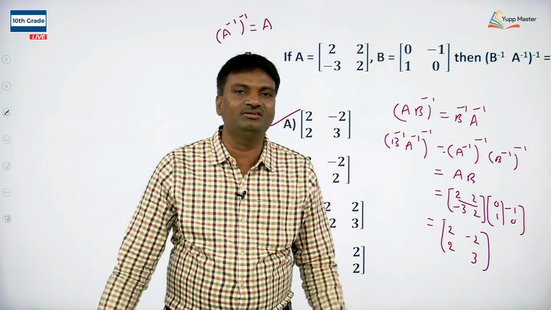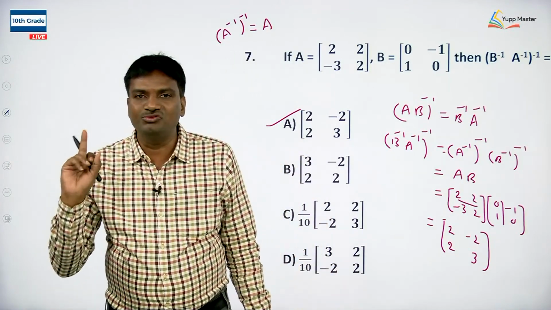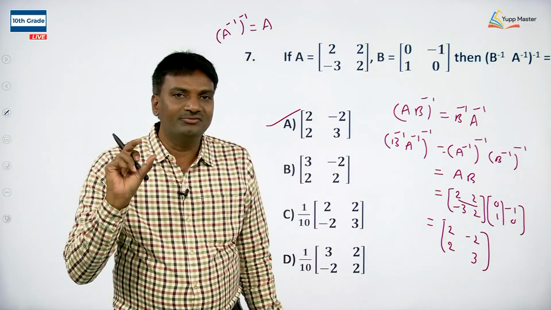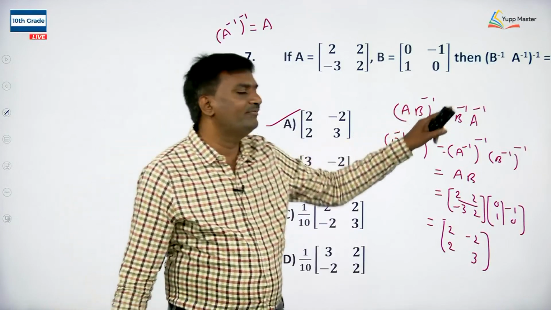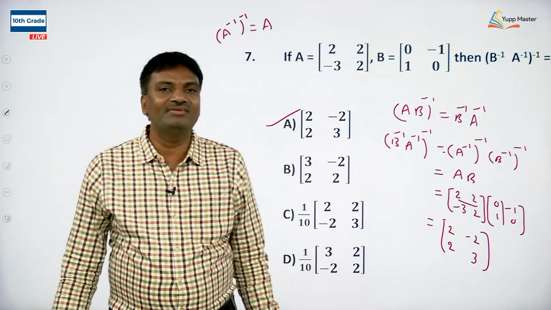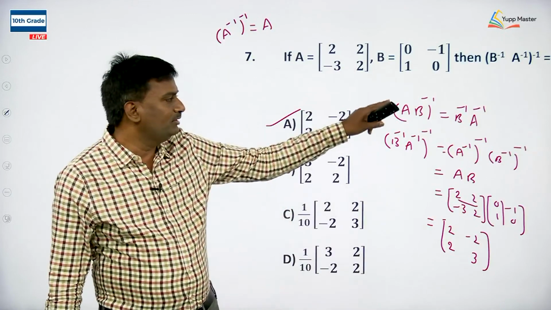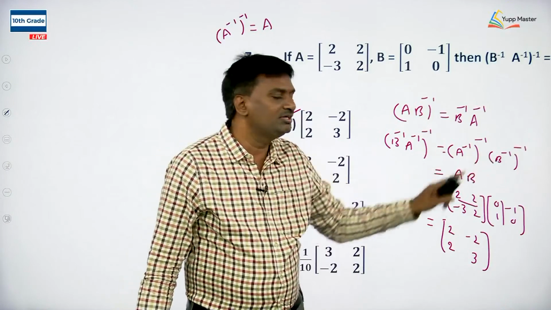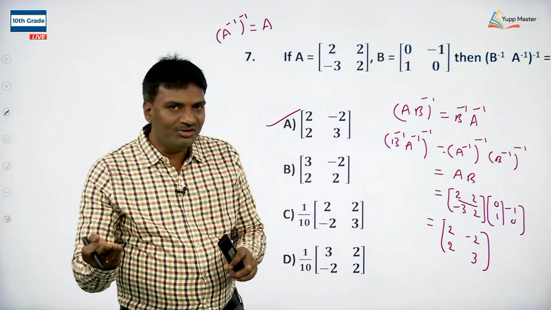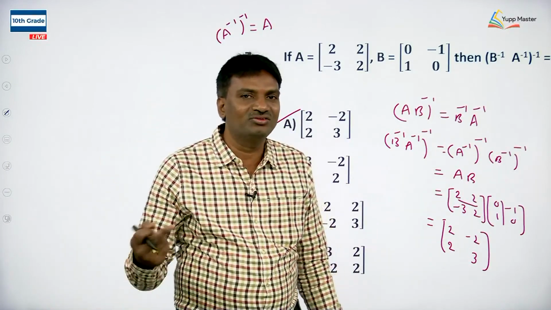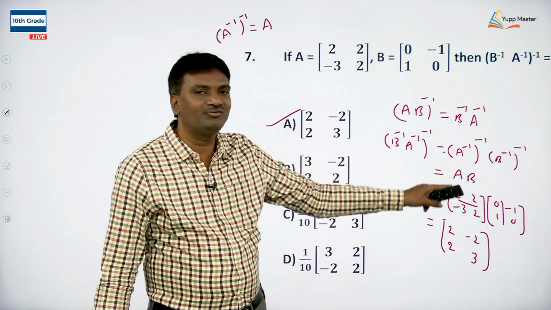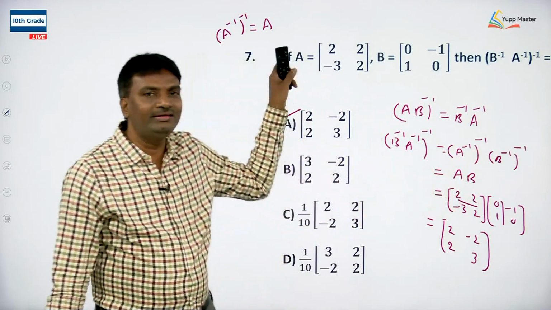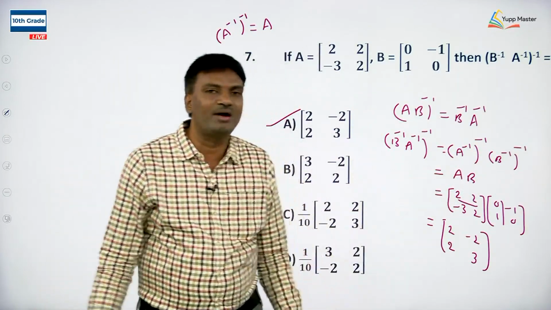According to the properties of inverse of a matrix, we have one property. If A, B are two square matrices of same order, then AB whole inverse is known as B inverse into A inverse. By using this formula, we can write B inverse, A inverse, whole inverse as A inverse whole inverse into B inverse whole inverse. Again we know one more property, that is A inverse whole inverse equal to A. According to that, we can write this as A. B inverse whole inverse can be written as B, A into B. A is given, B is given, multiply them, we got [2, -2; 2, 3].